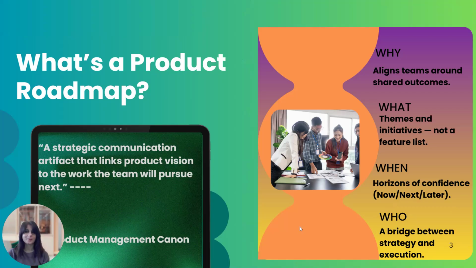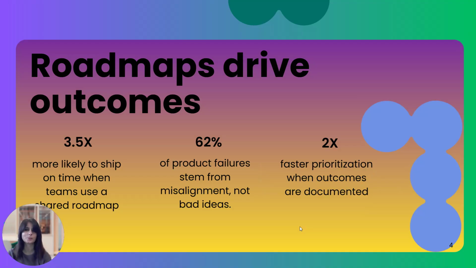So, what the product roadmap is: it's a strategic communication artifact that links the product vision to the work of the team to pursue the next levels. And it's about asking the questions why, what, when, who. When we're asking about the why, it's about team alignment around their job documents, task documents. The what would be about the different features, listing the themes and initiatives. When is about having timeline horizons, and the who is going to be about bridging strategy and execution.